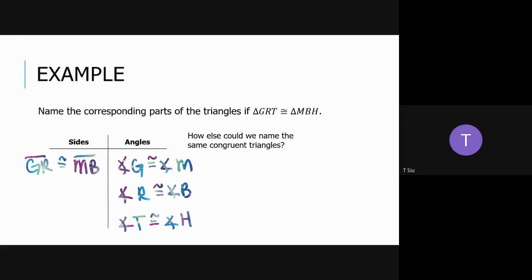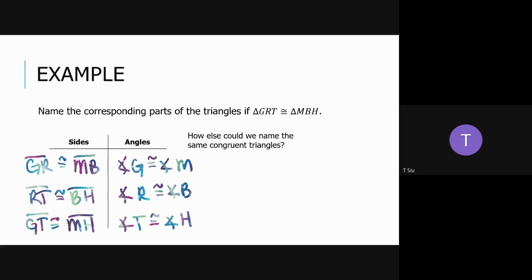Here I can see that GR is the first two letters of the first triangle, and MB are the first two letters of the second triangle. So those two line segments must be congruent to each other. While the line segments RT and BH are the last two letters of their respective triangles, they must be congruent to each other as well. And the final line segment that must be congruent will be GT and MH. Notice how I took the first letter of the triangle and the last letter of the triangle to create the last line segment.